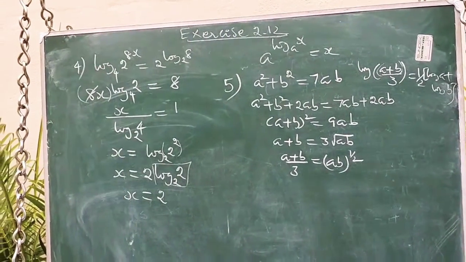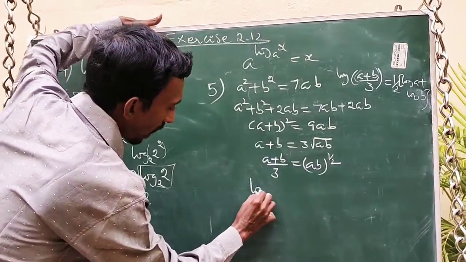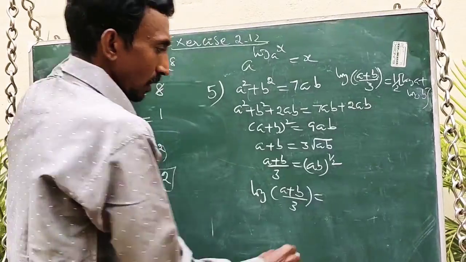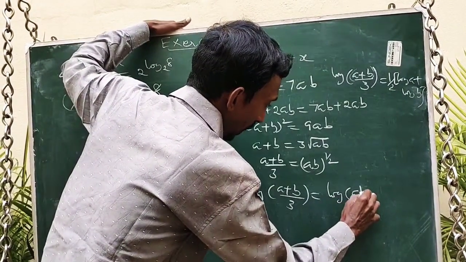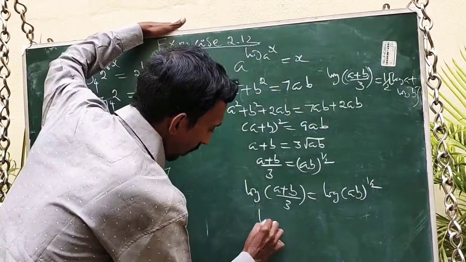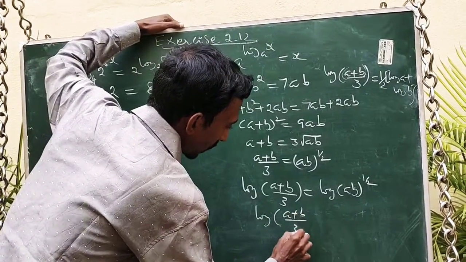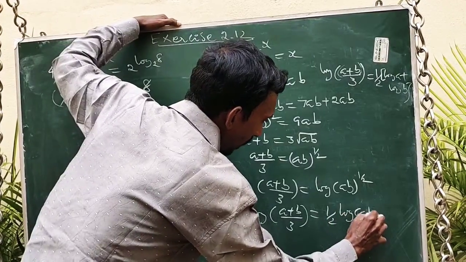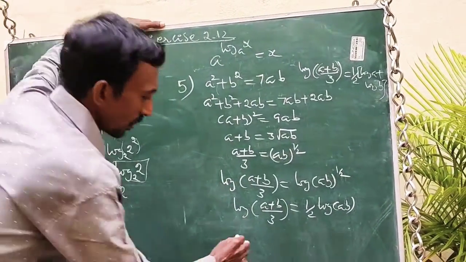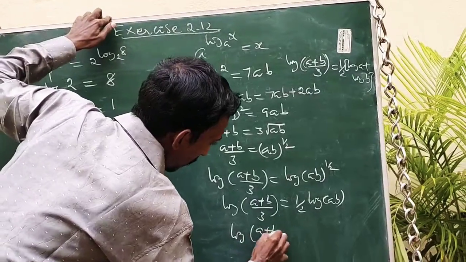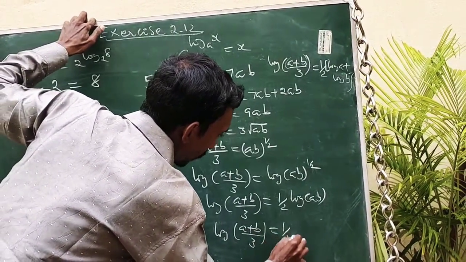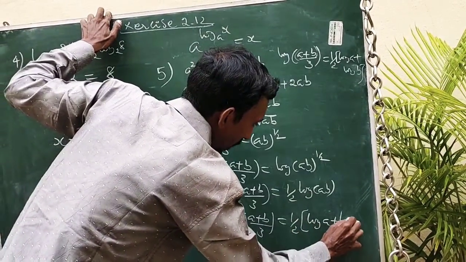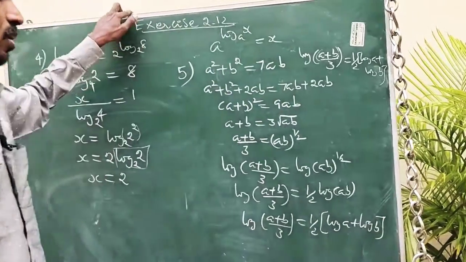Now apply log on both sides. Log of (a plus b) by 3 is equal to log of (ab) the whole power 1 by 2. Log of (a plus b) by 3 equal to 1 by 2 into log ab. So apply the product rule. Log of (a plus b) by 3 is equal to 1 by 2 into, don't forget to put the bracket, log ab can be written as log a plus log b. So hence we proved.